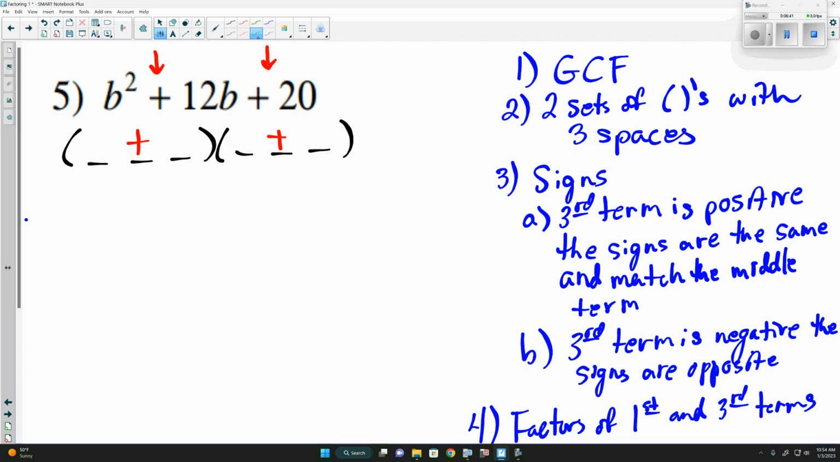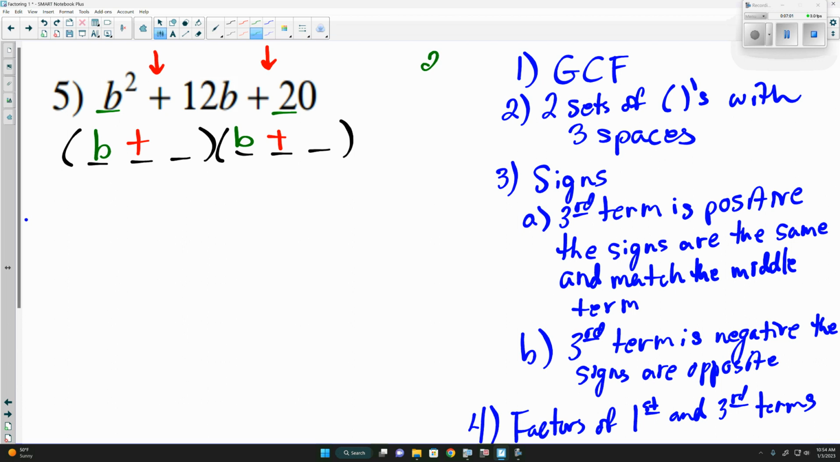Which moves us to step 4, to find the factors of the first and third term. Now the first term is b squared. Well, the only factors of b squared are b and b. If there's only one set of factors, we can go on and plug it in.